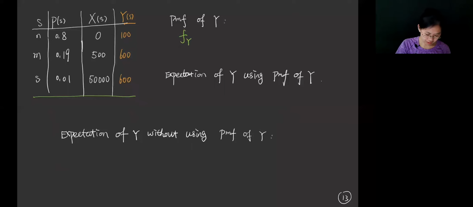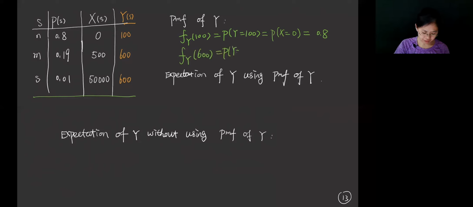So f_Y(100), which is the probability that Y equals 100, is also the probability that X equals 0. And that's 0.8. And f_Y(600) is the probability that Y equals 600. That's the probability that X is greater than or equal to 500. That's 0.2. These two numbers give us the PMF of Y.